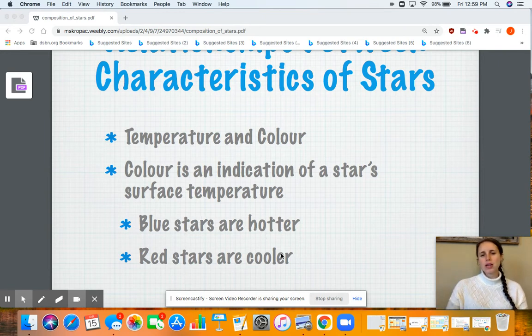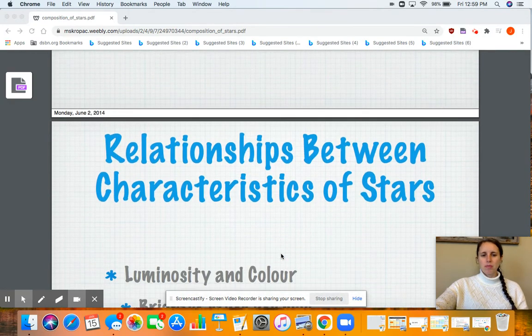So we don't necessarily have to measure the temperature of a star. We can just look at it and tell whether it's hot or cold. We can look at it, and if it's blue, it's hot. If it's red, it's cold. If it's yellow, it's somewhere in the middle.